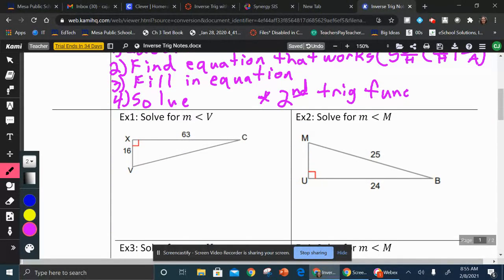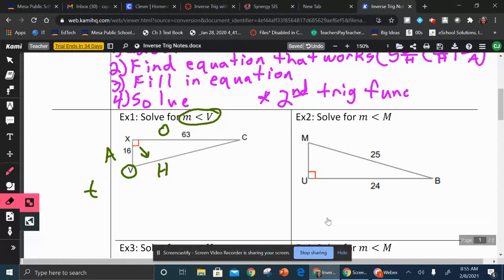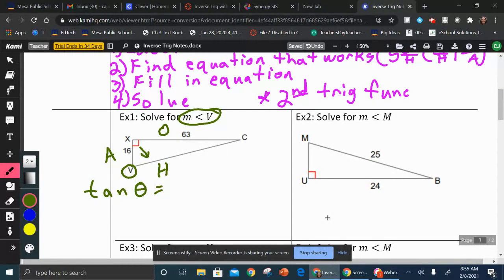So let's do an example, everybody. It says solve for the measure of angle B. Diagonally across is the hypotenuse. Adjacent is 16, 63 is opposite. I'm going to use tangent. So the tangent of theta is equal to opposite over adjacent, so 63 over 16.